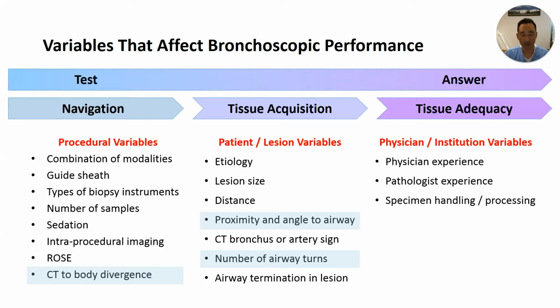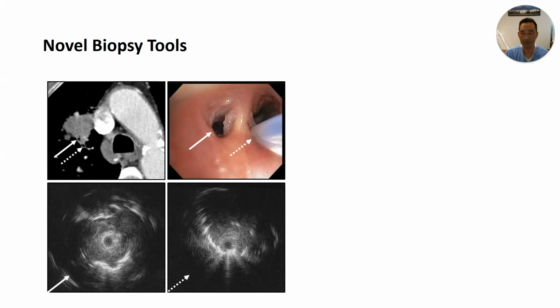If you have a number of different turns, you may navigate but still have difficulty with tissue acquisition, as I'll show you. And then there's also this entity known as CT to body divergence that we'll discuss as well. Some of the newer advances in bronchoscopy hopefully will help us overcome some of these. So this is a problem that we often encounter.